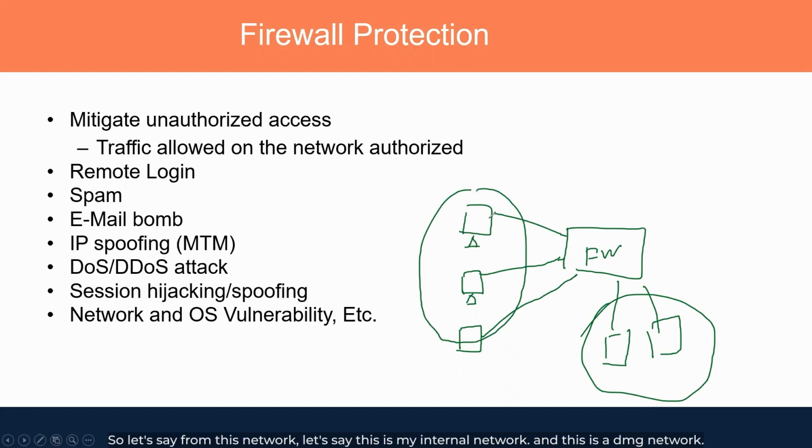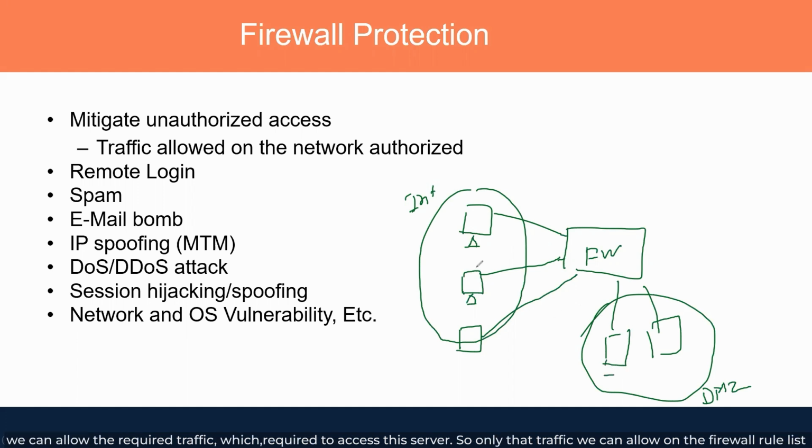So let's say from this network, let's say this is my internal network, and this is a DMZ network. We will talk about what is DMZ later. But let's say from the internal network, someone is trying to access this server, which is located in the DMZ. So what we can do, we can allow the required traffic which is required to access this server. So only that traffic we can allow on the firewall rule list.